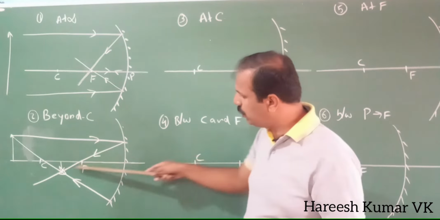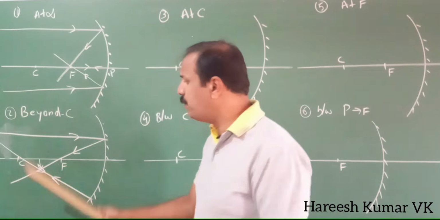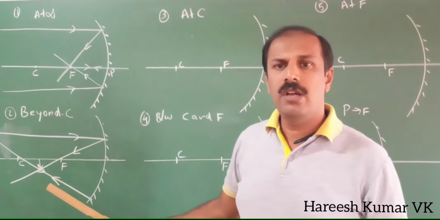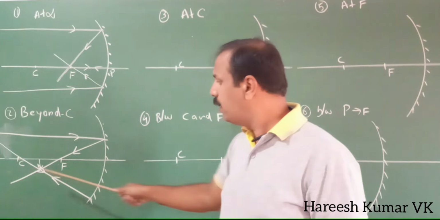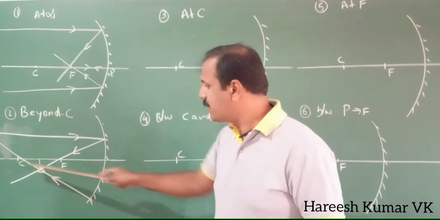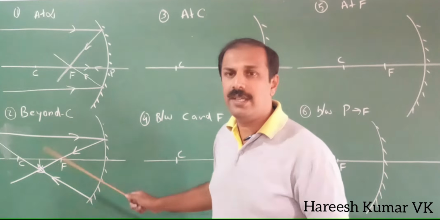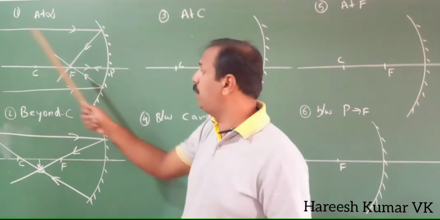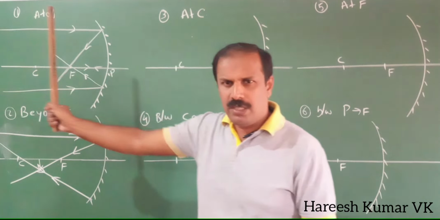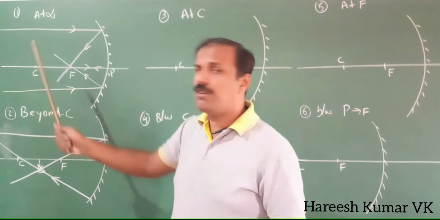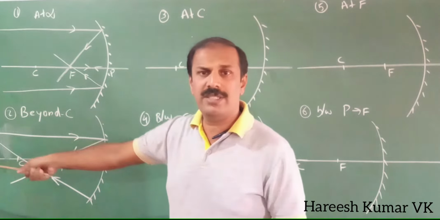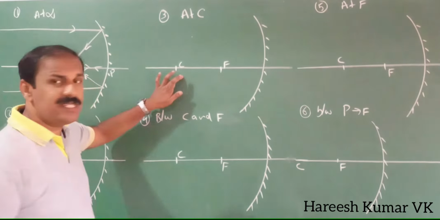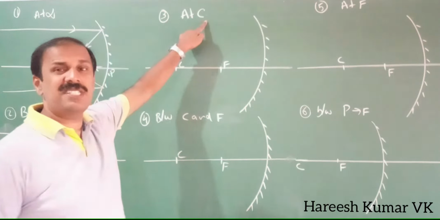I think the second case also is clear for you. That is when the object is beyond C, that is beyond 2F, the image is formed between C and F. So what we can see here is when the object is coming near to you, first it was infinity, that time the image was at the focus. When the object came a little bit towards you, near to C, then the image goes a little bit toward that side. Now in this case you see, the object is at C.